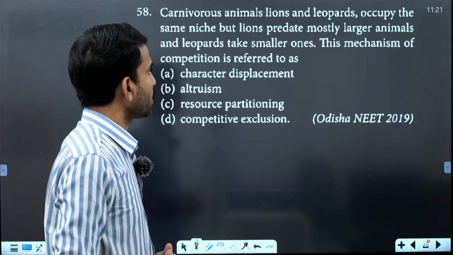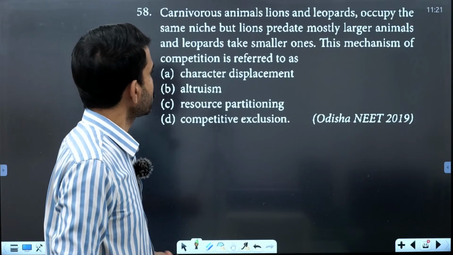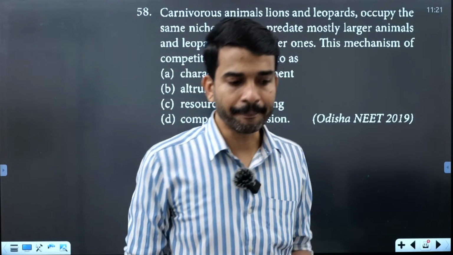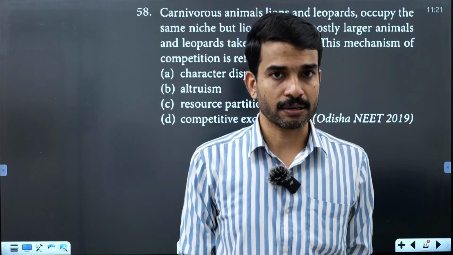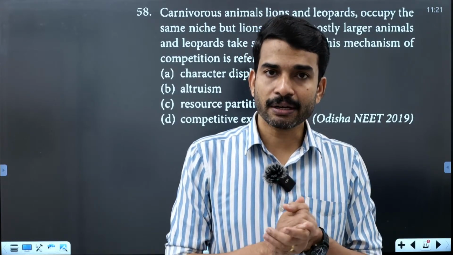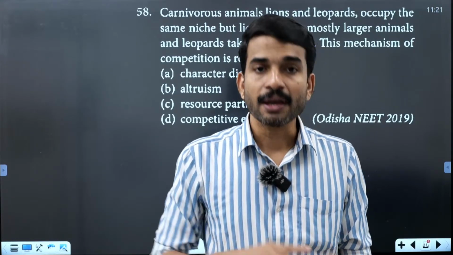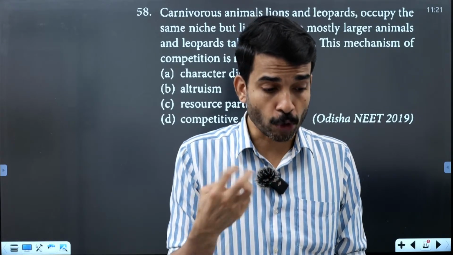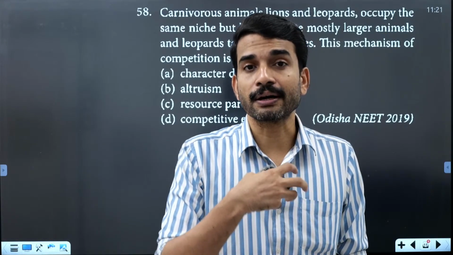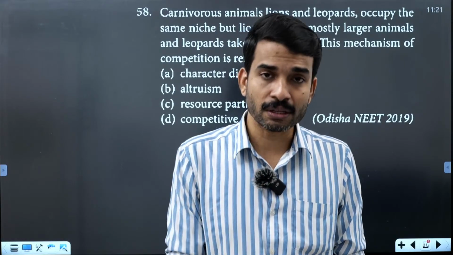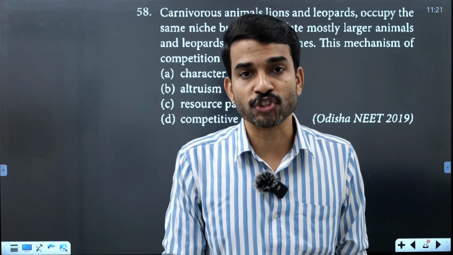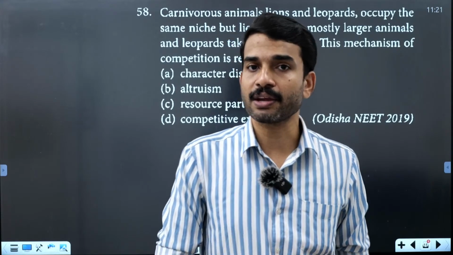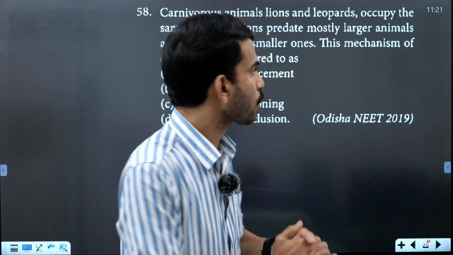Carnivorous animals like lions and leopards occupy the same niche. Niche means what? Niche is not just habitat. Coming under niche, habitat is there, along with that, what are the different resources they explore, what are the different conditions they interact with, and also what profession they have, what ecological duty they carry out. All those matters together we will call niche.